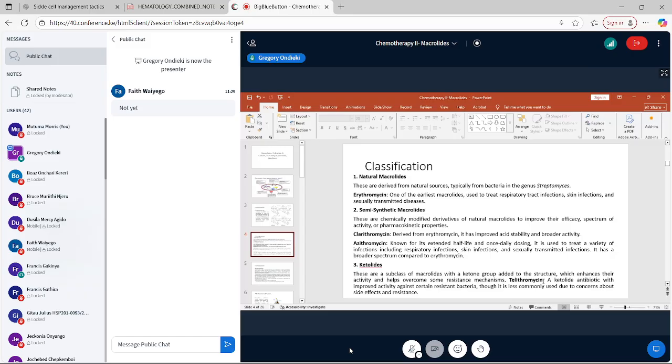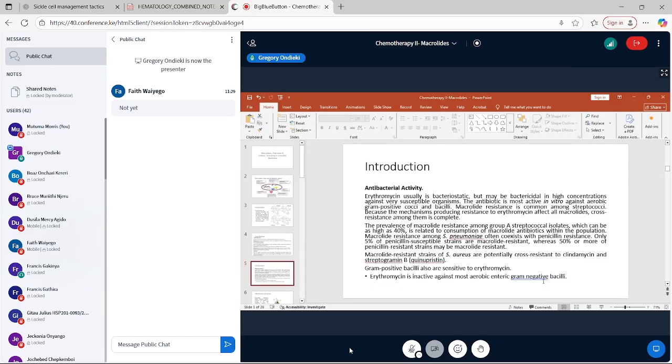Look at their spectrum of activity. The first thing you have to learn is they're bacteriostatic, right? But at high concentrations, they may be bactericidal. Have you discussed that? They are bacteriostatic, but at certain concentrations, they are bactericidal.